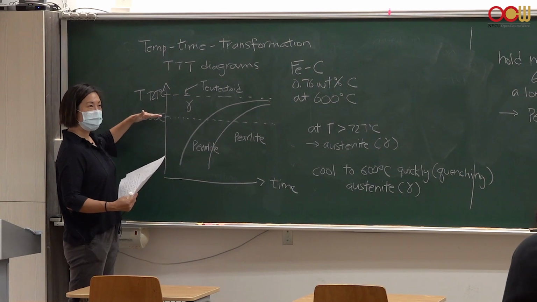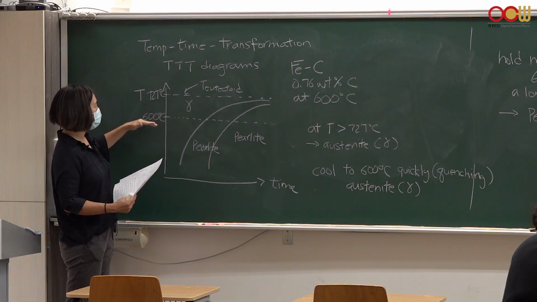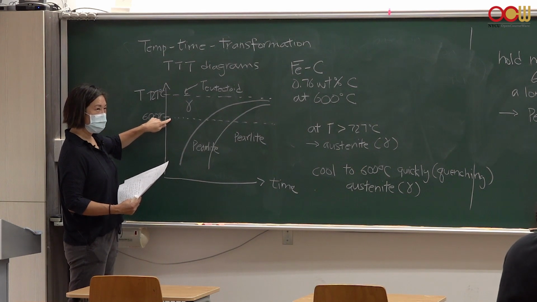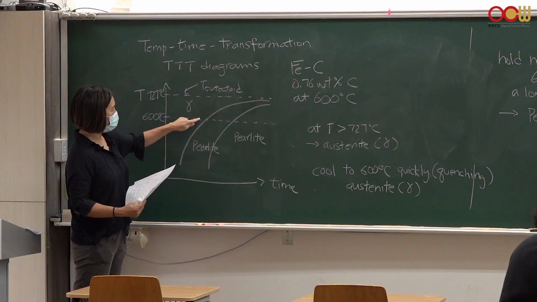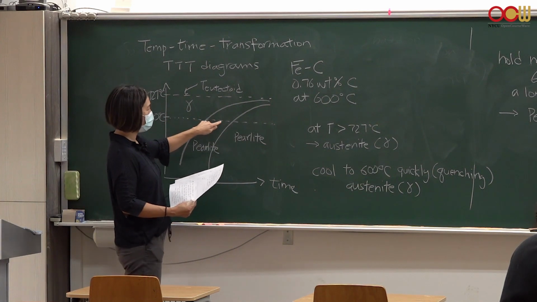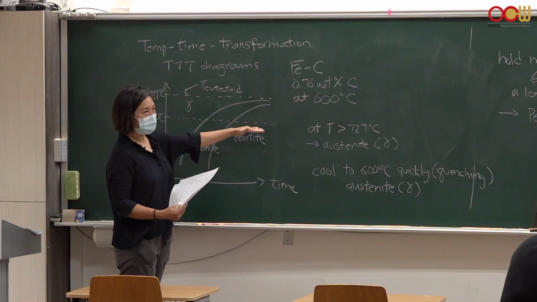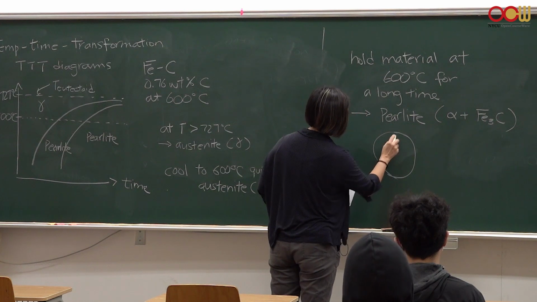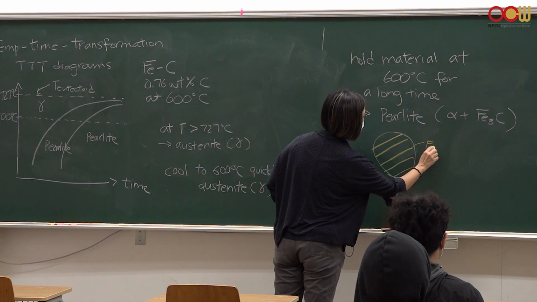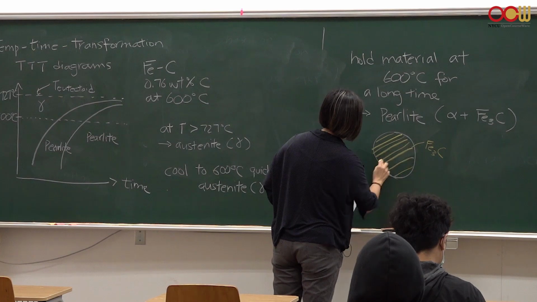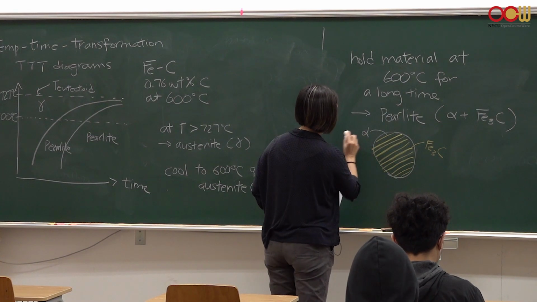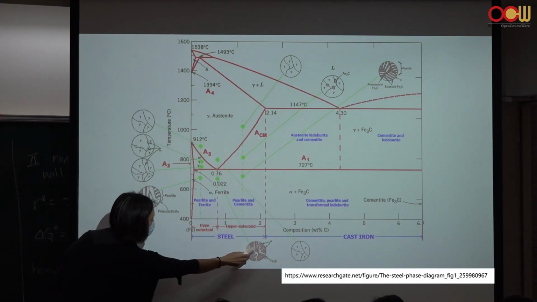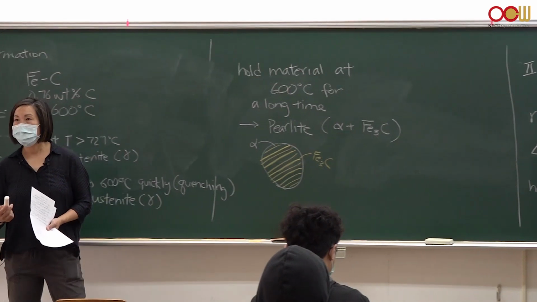So if you're at 600 degrees C, 0.76 weight percent carbon, you quench the material really fast, you get austenite. You hold it at 600 and you wait. Eventually it becomes perlite, and you wait longer, it stays perlite, but there's some change as time goes on. What do you think might change? Okay, that's perlite. Looks something like this. What might change as you wait?